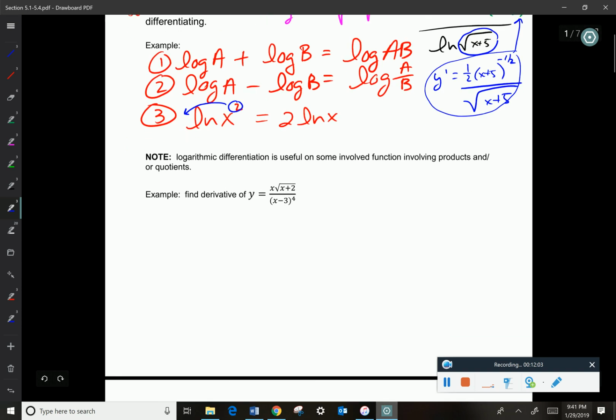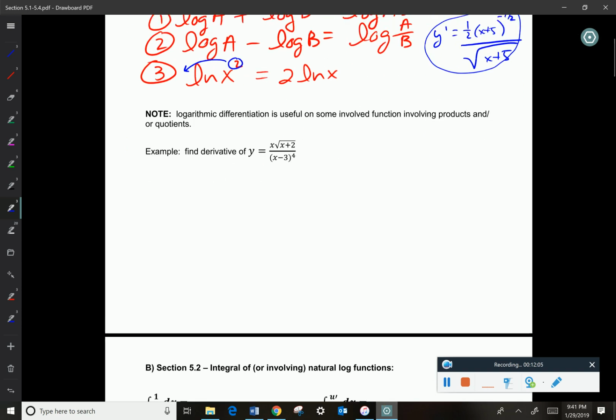Okay, so there's one more thing that comes up, and that is, look what I have here. It says logarithmic differentiation is useful on some involved functions involving products or quotients. In other words, if I just want to take the derivative of y equals this big mess, notice it's not even a log problem, right? It's just a big old giant fraction. Well, I've got rules that I can use to do that derivative.